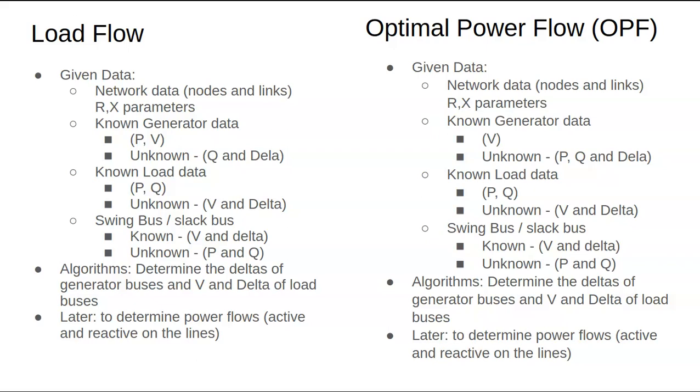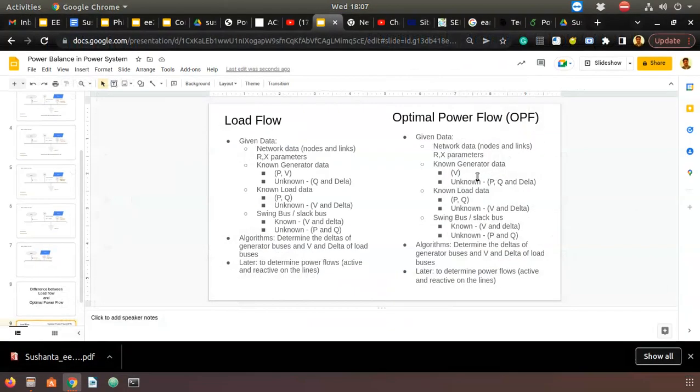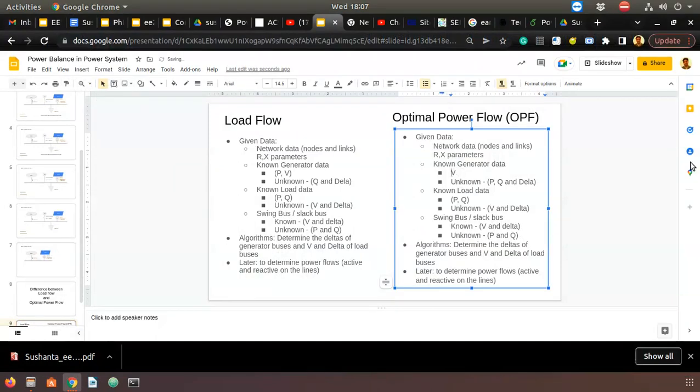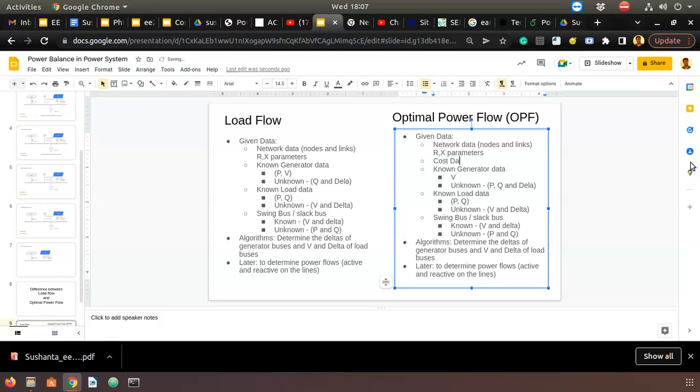So here the P will be known. Here the P will be unknown. We are asking the algorithm itself to determine what P should be, and of course the same thing, determine the delta and all this. Everything is exactly the same. Only thing is here you do that. But how will the algorithm know how much P to generate? So for that we need to give additional cost data.